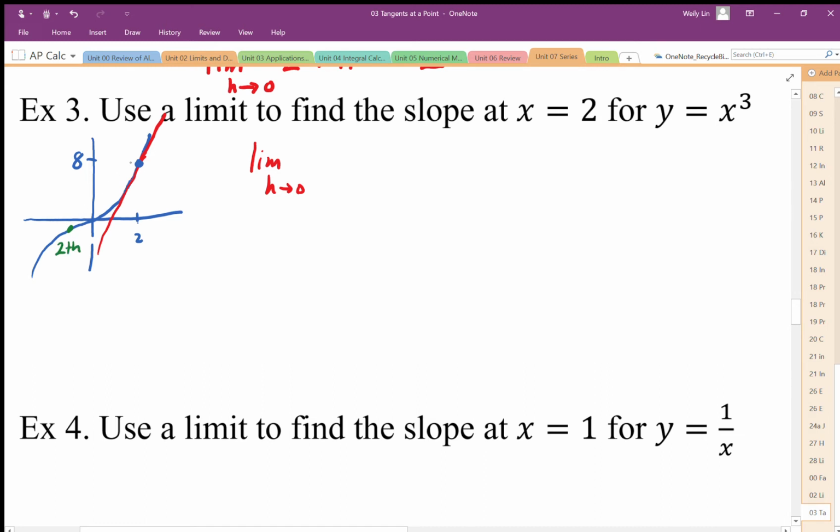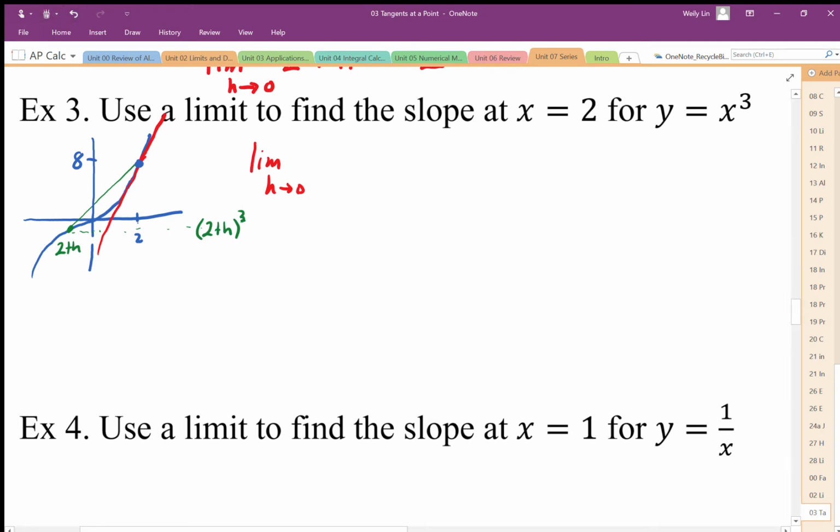Okay, there's my tangent, there's my secant line, and I'm going to bring that point closer and closer to there. And the y coordinate here, when I work that out, is going to be 2 plus h all cubed. When I plug the 2 plus h into the x cubed, I get 2 plus h all cubed. So that secant line, I'm going to just bring that green point closer and closer to there, and as I do that, I should be able to get instantaneous slope.